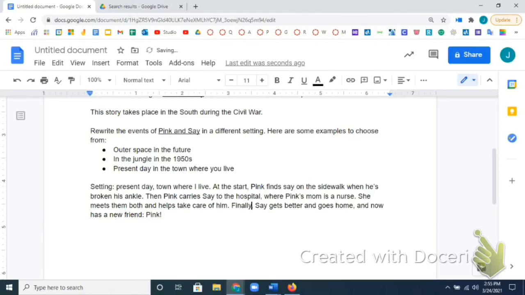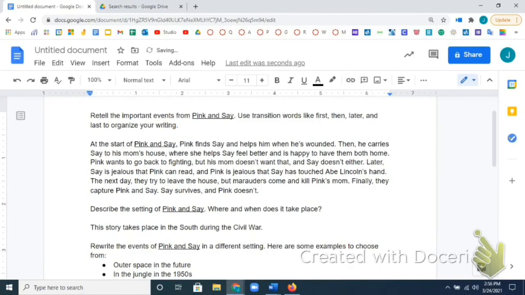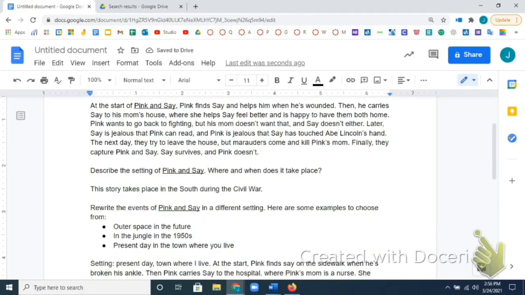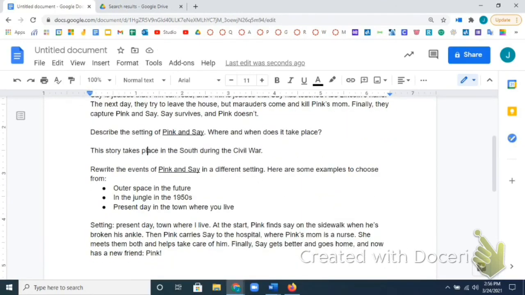We're taking the events from the story that we read, and we're taking the setting, and we're noticing how the setting affects the story. If you change the setting, then the events should change. You might have the same characters, but the events should not be exactly the same. I'm curious to see what you'll come up with. Enjoy.